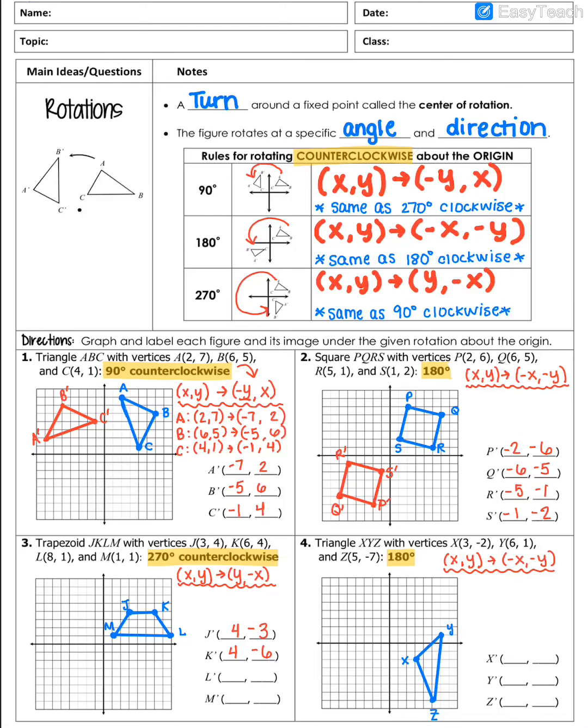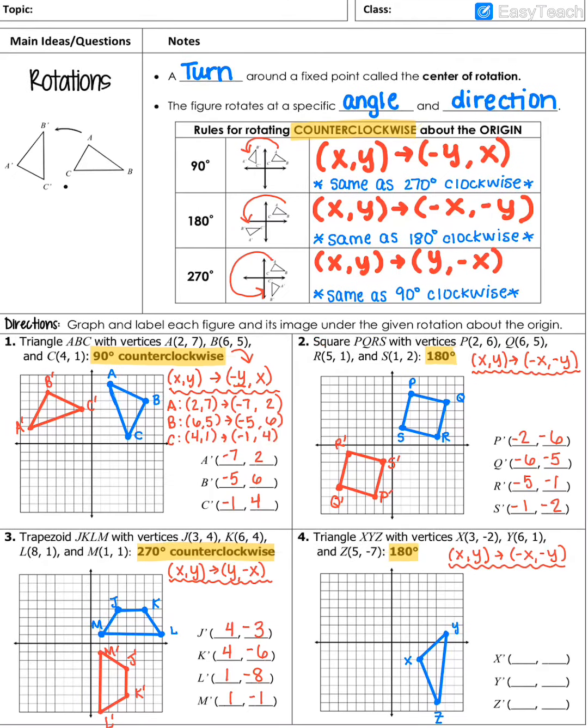L is 8, 1, so I flip-flop that. It becomes 1, 8. Second number changes signs. It becomes negative. And then M is 1, 1, so even when I flip it, it's still going to be 1, 1, but that negative has to go on the second one. Alright, so let me graph this.